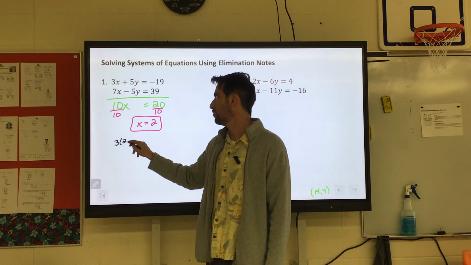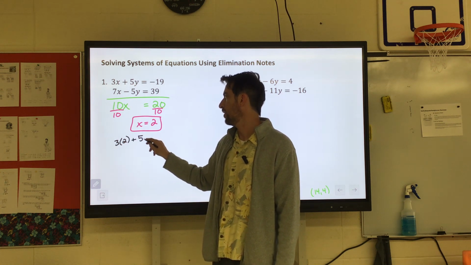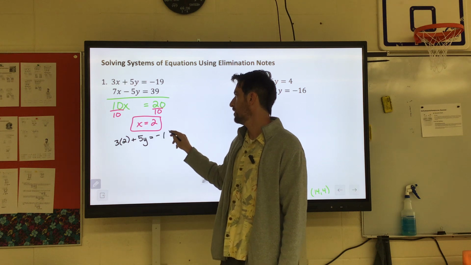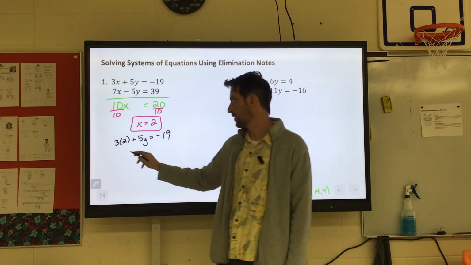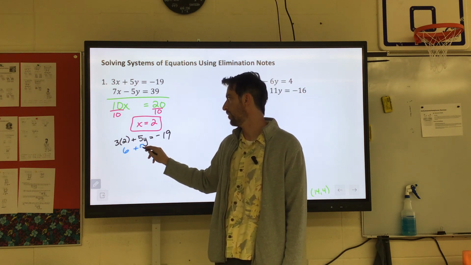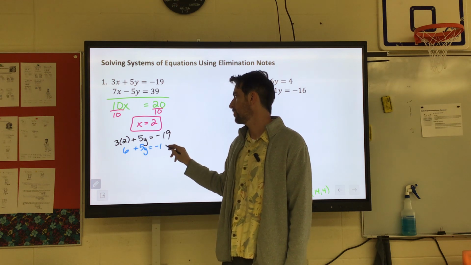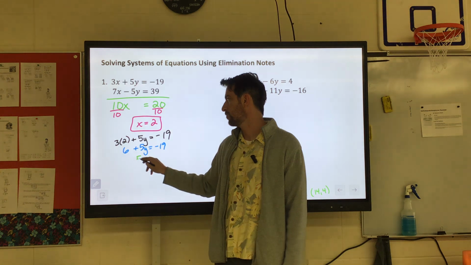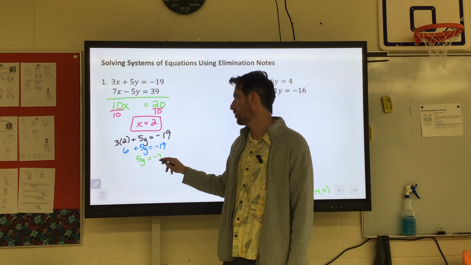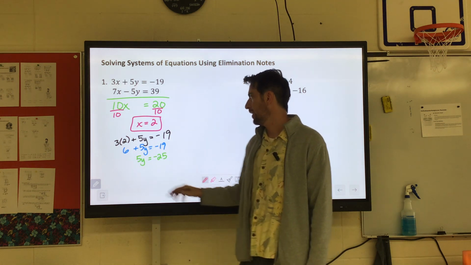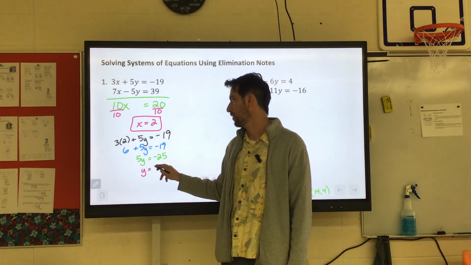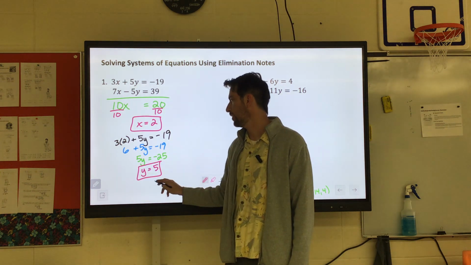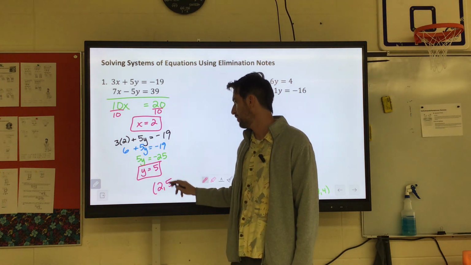3x, 3 times 2, plus 5y equals negative 19. So that would give us 6 plus 5y equals negative 19. We're going to go ahead and subtract the 6, which will give us 5y equals negative 25, and divide by 5: y equals negative 5. So our coordinate would be 2, negative 5.